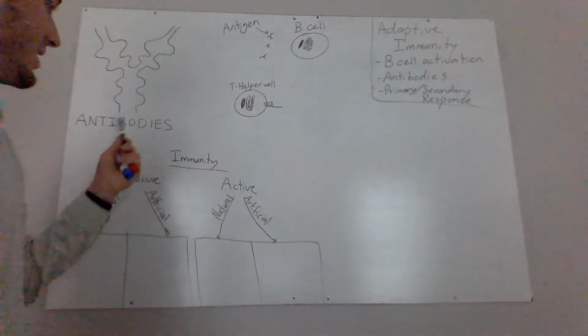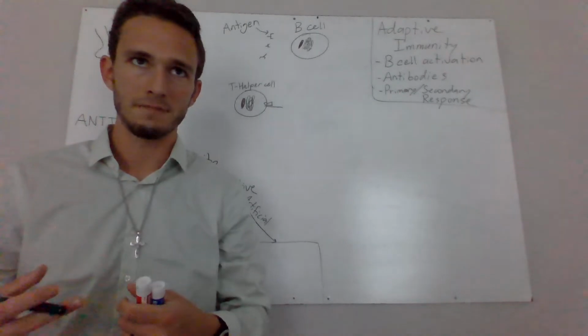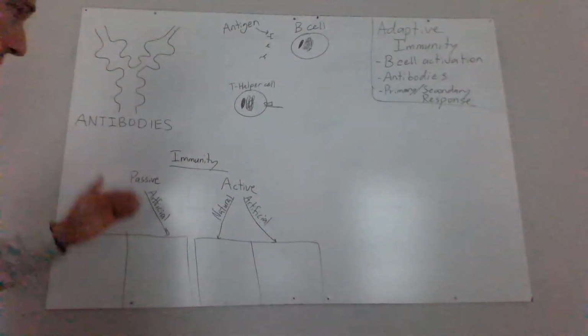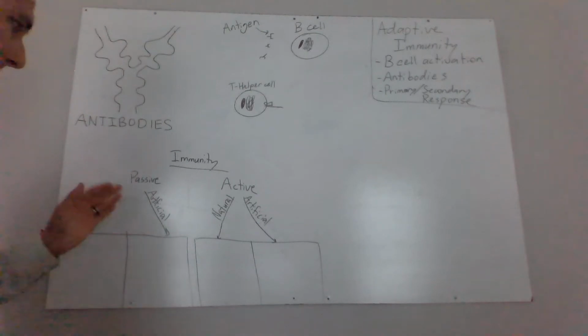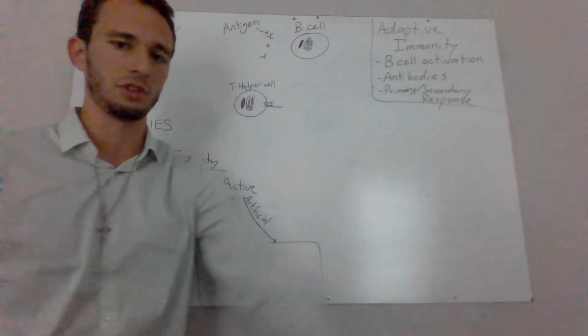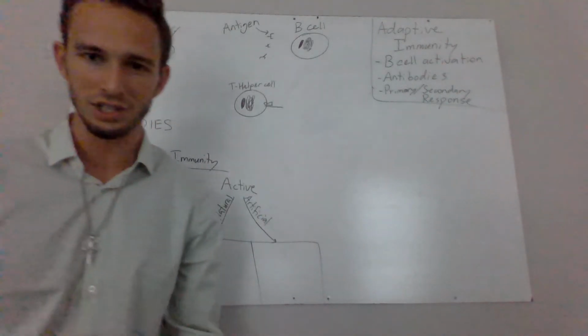Secondly, we're going to talk about antibodies. We're going to talk about their structures, as well as what their structures do for their functions. And then finally, we're going to talk a little bit about passive versus active immunity, as well as the primary and secondary response based upon when you get an infection and if you make antibodies for it. So let's jump right in.